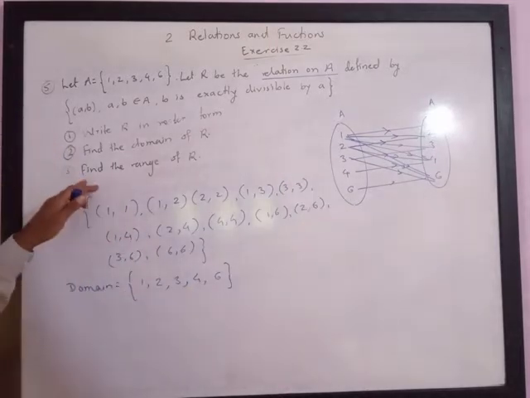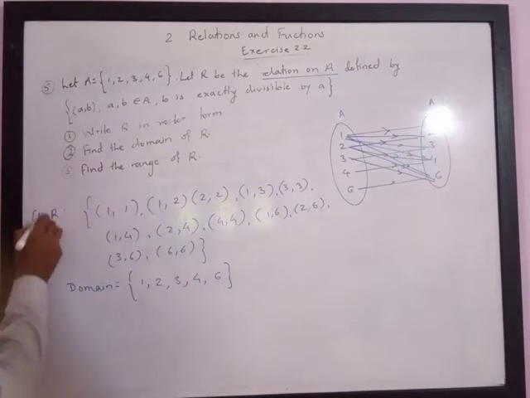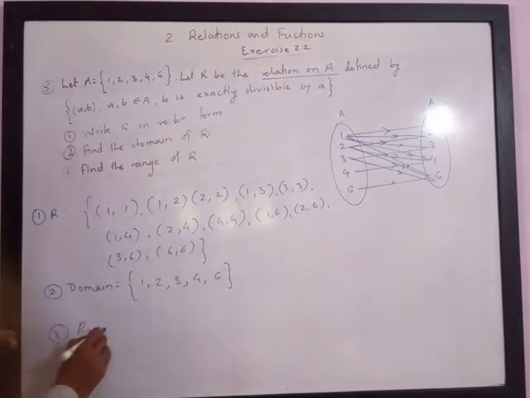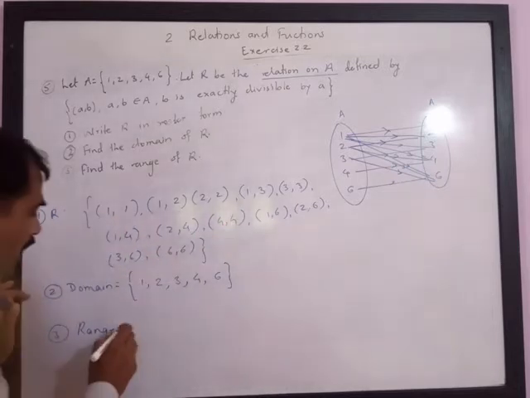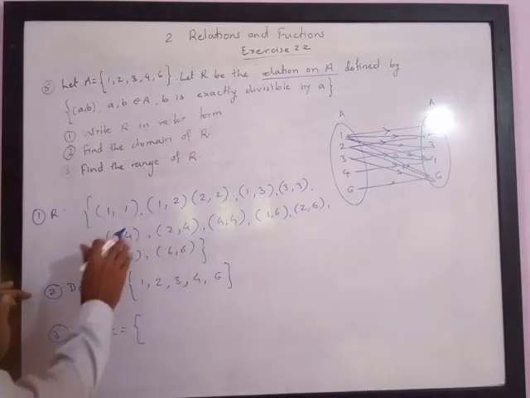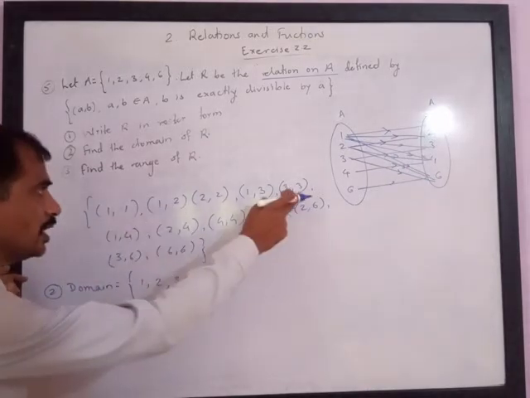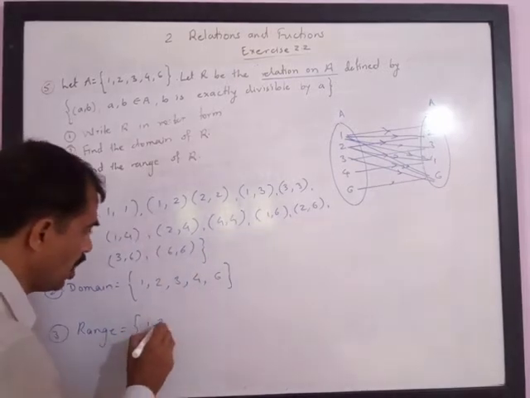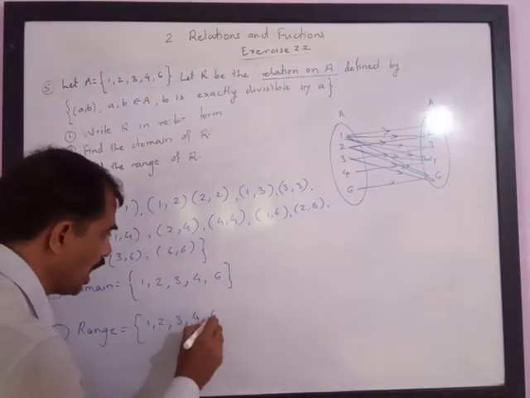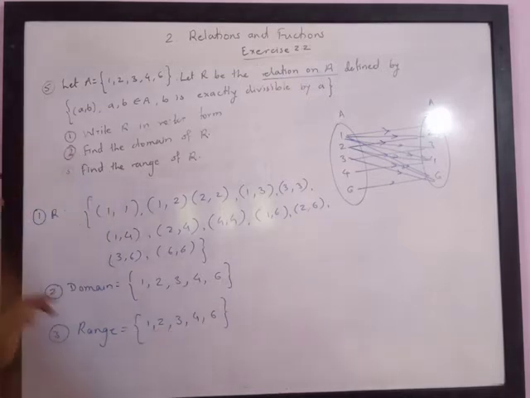Now the next question is: find the range of R. This is the first question's answer, second question's answer, and the third question's answer is the range. Range means the set of second elements of the relation. So again you will notice 1 is there, 2 is there, 3 is there, 4 is there and 6 is there: 1, 2, 3, 4 and 6. So again the domain is the set itself and the range is also the set itself.